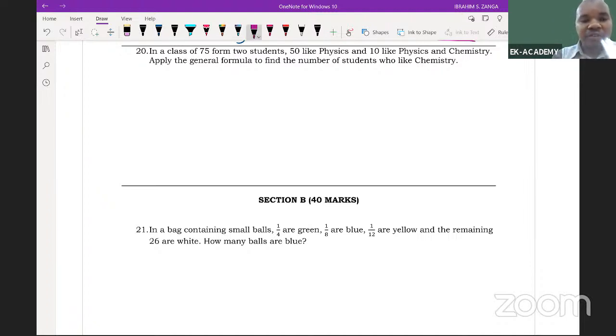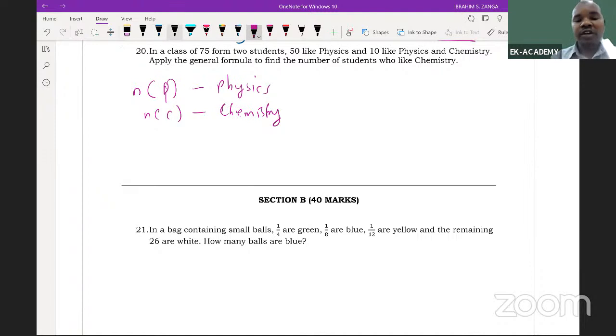If I'm going to write N(P) as the number of students who like physics, and N(C) as the number of students who like chemistry, we were given numbers. So the number of those who like physics is 50, and the number of physics intersection chemistry is 10.